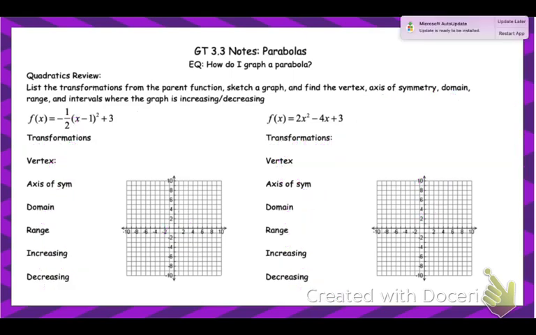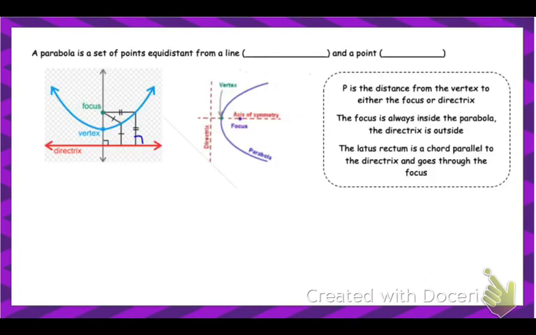All right, so what we're going to do now is start to look at these graphs based off the definition of a parabola. So a parabola is the set of all points that are equidistant from a line and a point. That line is called the directrix. That point is called the focus. So p, and I really should say the absolute value of p, is the distance from the vertex to the focus, or the distance from the vertex to the directrix.